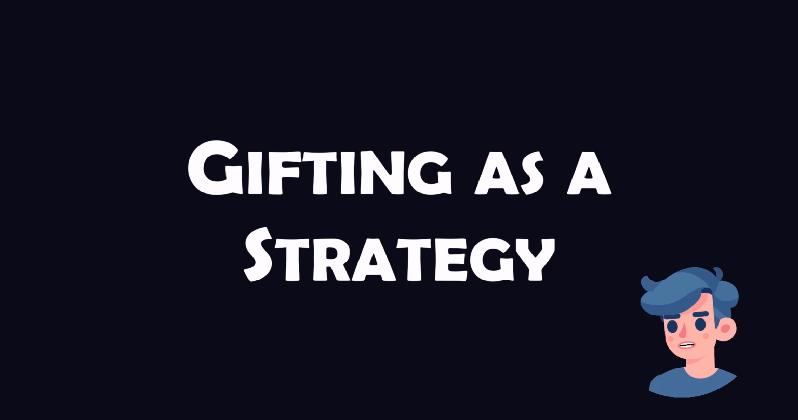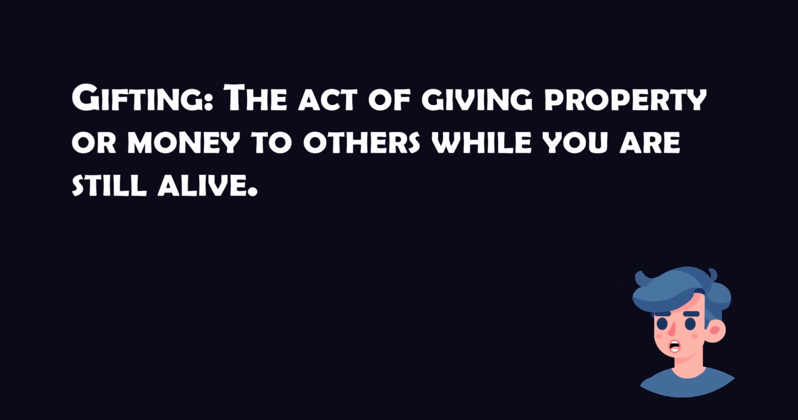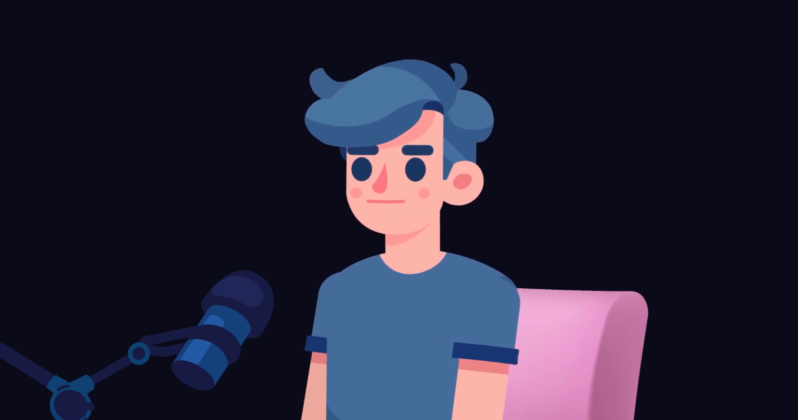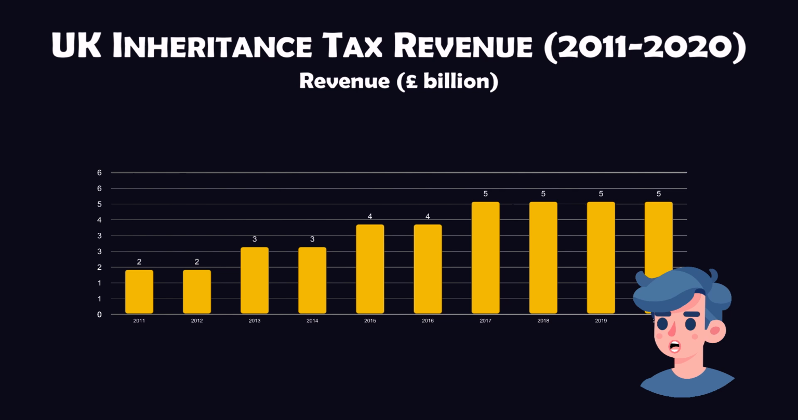One common strategy to reduce inheritance tax is gifting assets before one's death. In the UK, gifts given more than 7 years before death are typically exempt from inheritance tax. For instance, if Kim gifts £200,000 to her children 8 years before she dies, it wouldn't count towards her estate for inheritance tax purposes. However, if she gifts it within 3 years of her death, it would be fully liable for tax.